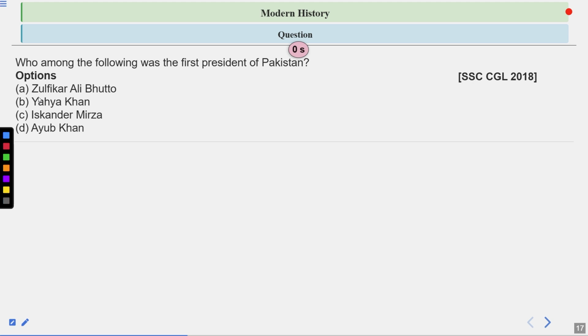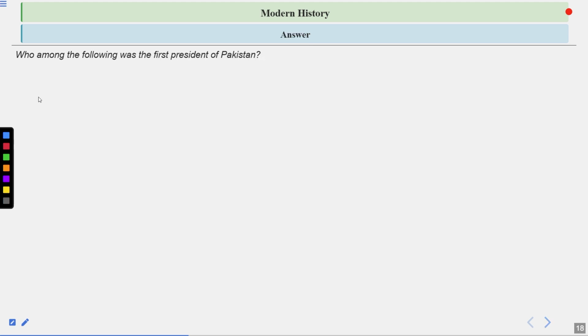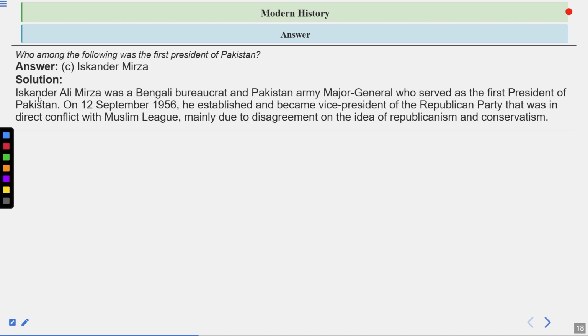Time's up. The correct answer is C, Iskandar Mirza. Solution. Iskandar Ali Mirza was a Bengali bureaucrat and Pakistani army major general who served as the first president of Pakistan. On 12 September 1956, he established and became vice president of the Republican Party that was in direct conflict with the Muslim League, mainly due to the disagreement on the idea of republicanism and conservatism.